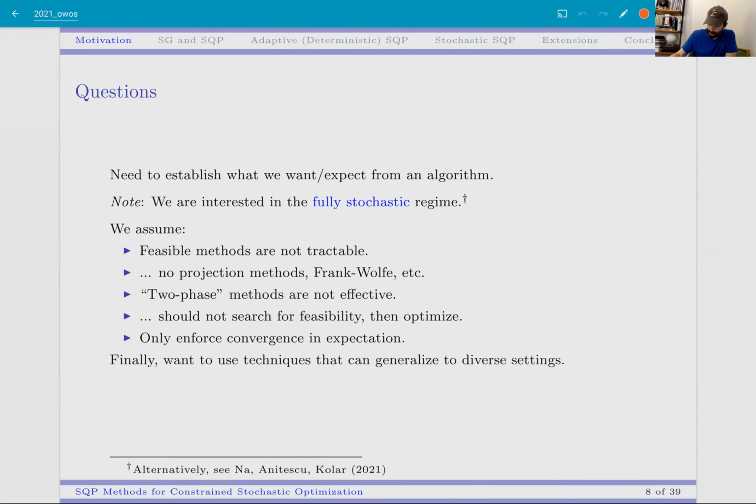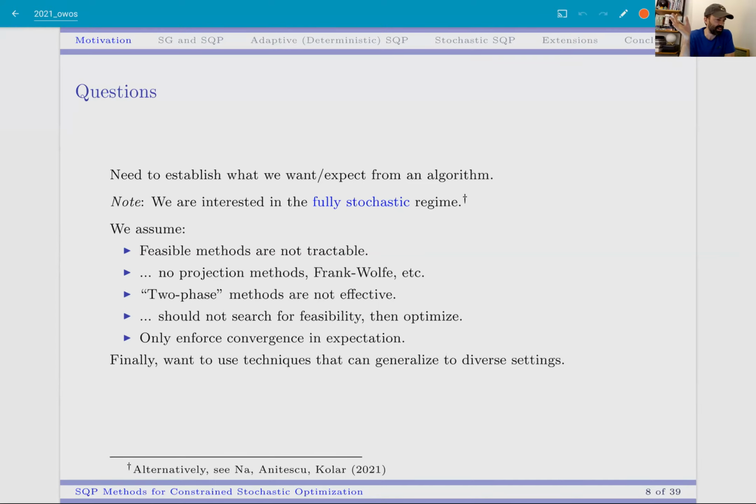Okay. Now, finally, I want to say that we're going to try to set up an approach that is going to be generalizable to other settings. Let me just mention very quickly an alternative to all of these things. As an alternative to the fully stochastic regime, you might have a method that uses adaptive sampling, maybe a stochastic line search. The reference that I give in the footnote at the bottom is a recent paper that presents an algorithm like that, also for our context.